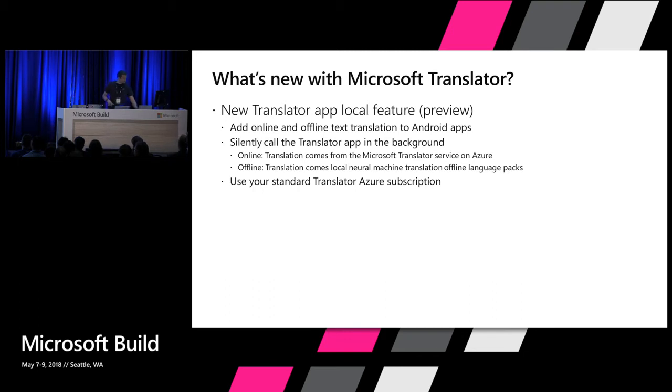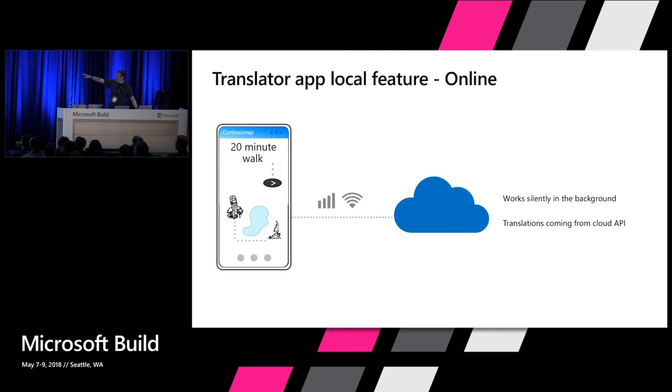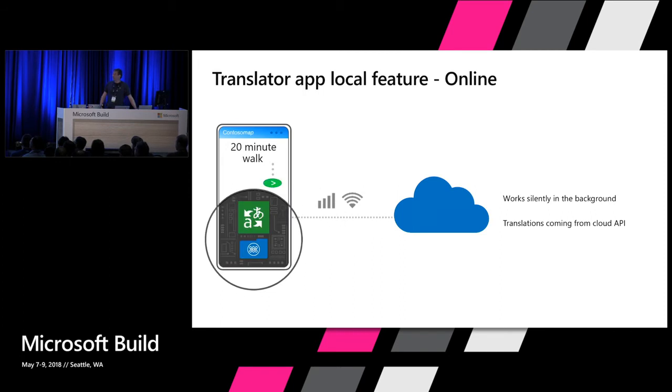And the way it works is actually very straightforward. Your app, the Contoso Map app, will call the Translator app. If the phone is online, the Translator app will totally seamlessly connect to the Microsoft Translator Cloud, get you back the translation, and display the translation.